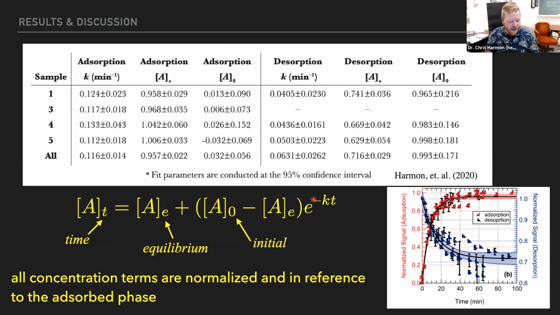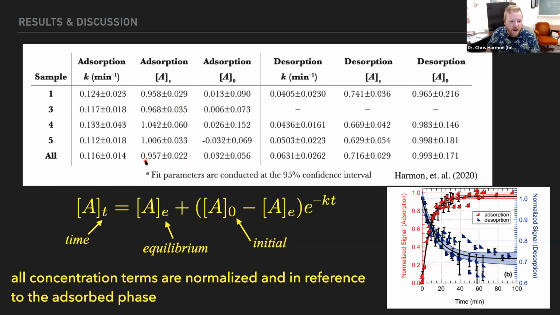And so now, based on that Langmuir adsorption, I came up with a kinetic model here that I'm not going to derive. But here you can see that e to the negative kt, that first order behavior. And all of these concentrations are normalized, just as I described, right? So for example, in the adsorption studies, our normalized equilibrium value is going to be 1.0. And you can see all of that right here. These are individual fit parameters as well as a fit for the entire data set.